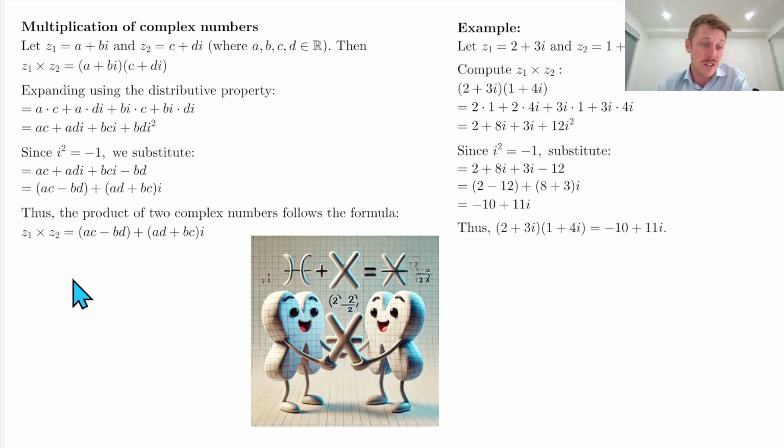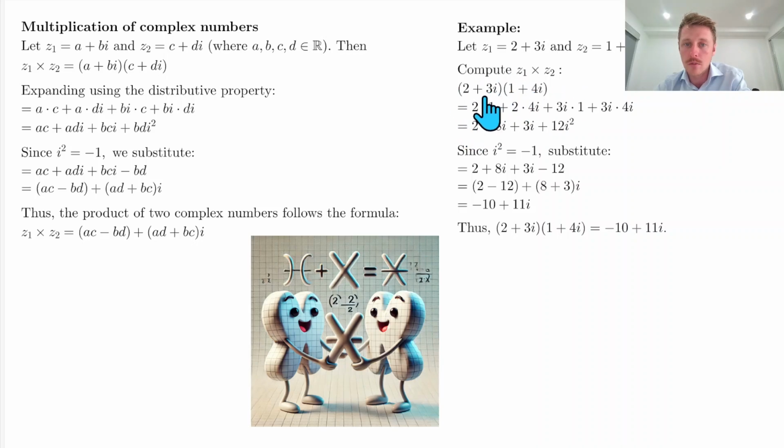Okay, and it can be a bit confusing with all the different letters. So let's look at an example. Remember, A, B, C, and D are all real numbers. So let's imagine that our first complex number is 2 plus 3i, and our second complex number is 1 plus 4i. Okay, compute the multiplication of them.